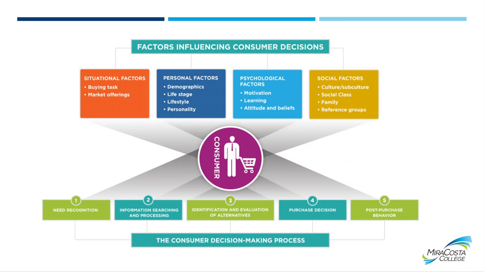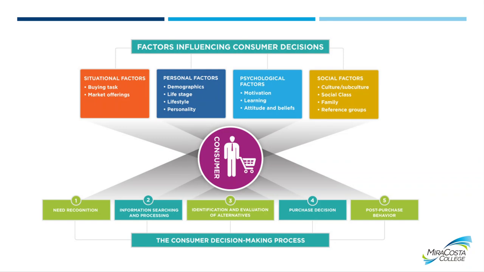Your psychological factors: motivation, learning, attitude, and beliefs. Your social factors: cultures, subcultures, social caste, family, reference groups. Again, a 16-year-old teenager might think differently purchasing a car compared to a 30-year-old mom of 3 children, married, that needs a bigger vehicle that's maybe more economical.